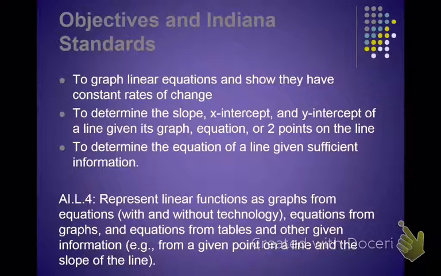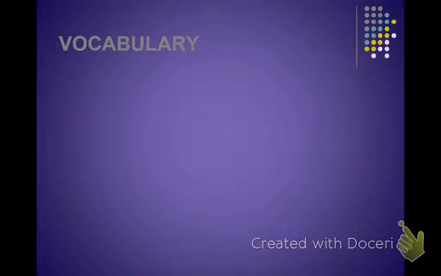By the end of today, we should be able to graph linear equations and know what a linear equation is, and show that they have constant rates of change. Rates of change, another fancy phrase for slope, right? We need to be able to figure out the slope and the y-intercept of a line given its graph, its equation, and eventually 2 points on the line, but not today. And then determine the equation of a line given enough information. Okay? All right, some vocabulary first.